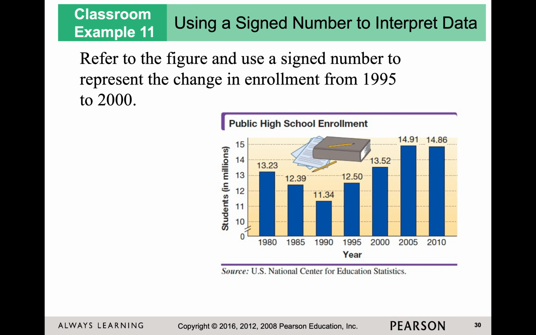Now, as I'm looking at data, I can look at signed data here. If I look at this figure and I use a signed number to represent the change from 1995 to 2000, what's happening here is I increased in my students in millions. But if I want to use a signed number, I'm going to look at the change but from 2000 to 1995, and I get 1.02. That's still a signed number, even though I didn't write a positive in front of it. It still qualifies. So don't get confused in those word problems. Some of them might actually be positive, but a positive number is also a signed number.